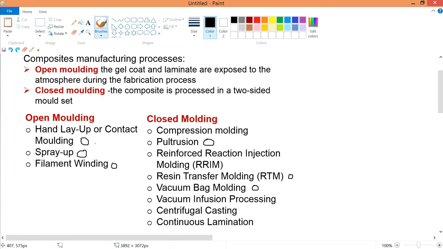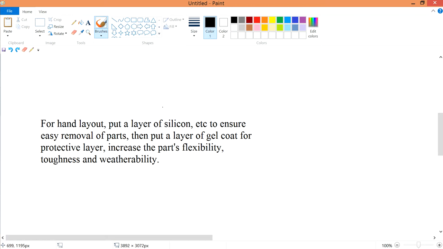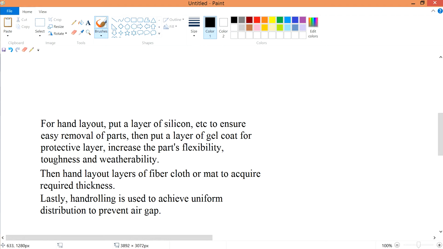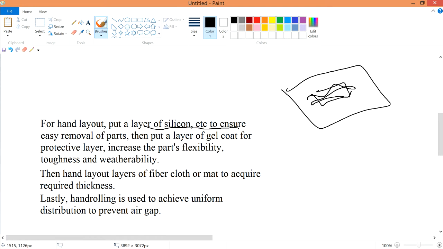Alright, and then over here, these are the descriptions that I took from this video that I think are pretty important. The first part is that you layer a silicone or some other materials to ensure easy removal of the parts. Then you put a layer of gel coat so that you can protect the layer and also to stick the fibers onto it. So after that, you stick the fiber. So you put the gel coat already, you put the fiber, and then you put a layer of water.